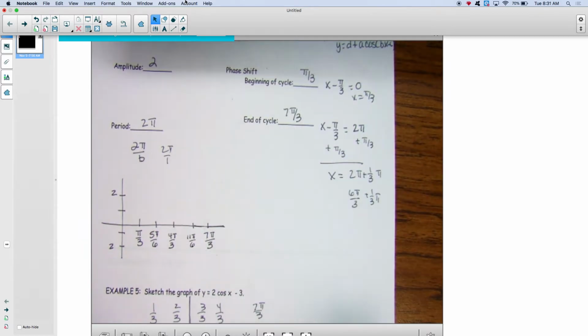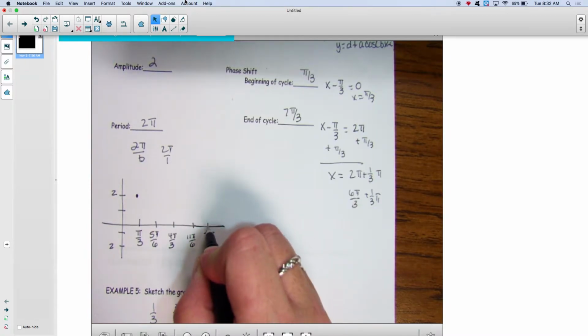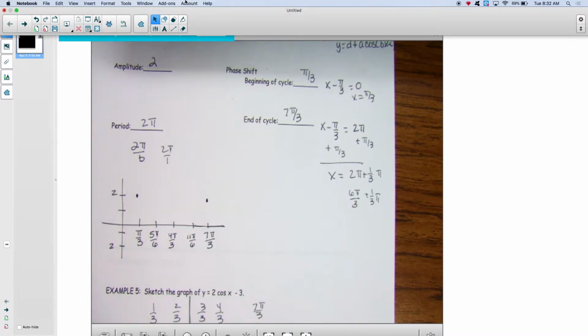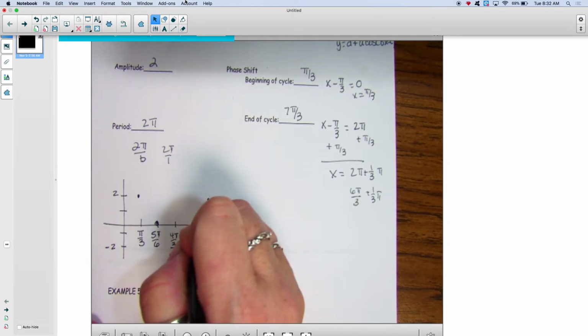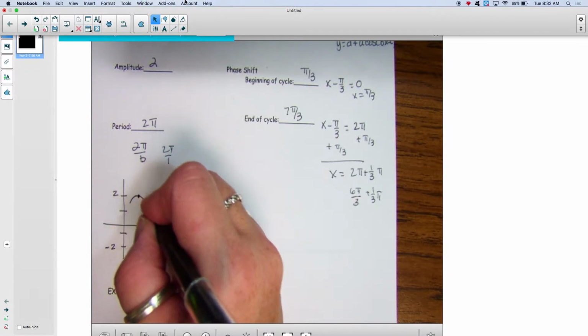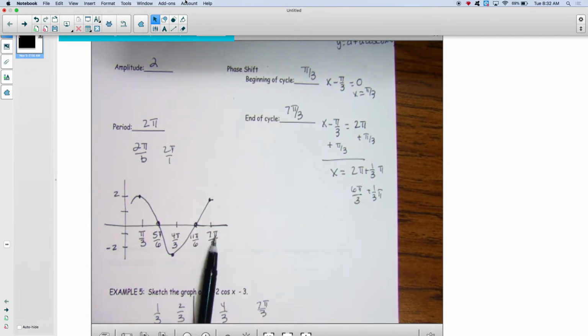And so now we're looking at cosine. We're trying to graph cosine. Where does cosine start? Starts at the amplitude. So at pi over 3, it's going to start up here at 2. At 7 pi over 3, it's going to end at 2. Right smack dab in the middle, it's going to be at negative 2. Halfway between are those zeros. It's the same graph as cosine. It's just shifted a third units to the right.